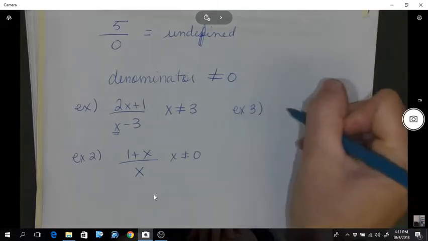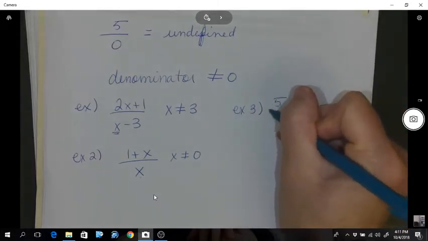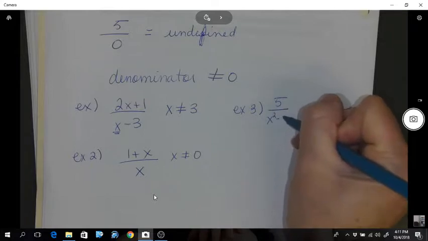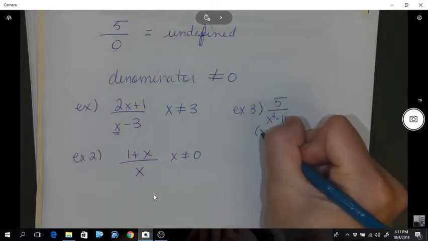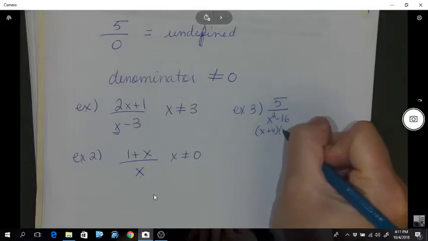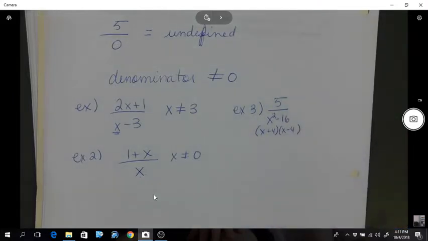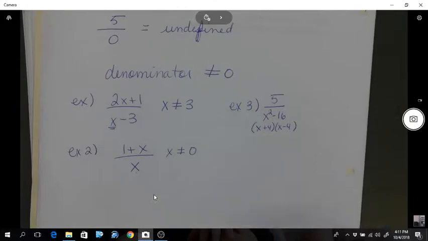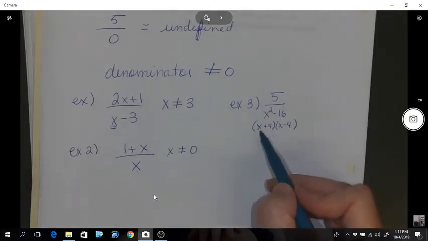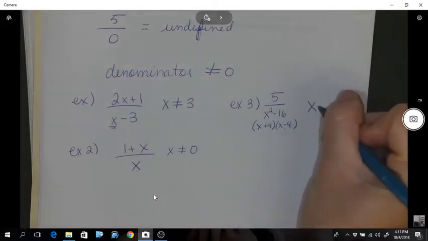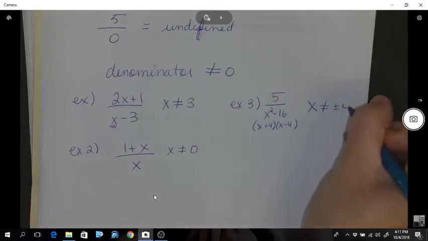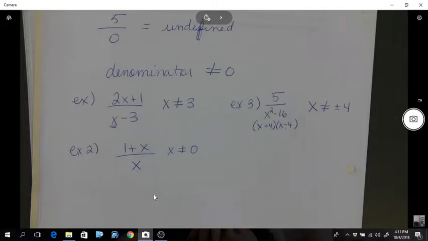Example 3. What if I had 5 over x squared minus 16? Okay, so now we could factor the bottom. So that's a difference of squares. So now I actually have 2 x values. I don't want x to be a negative 4 or a positive 4. So x cannot be, and I'm going to write that like so.